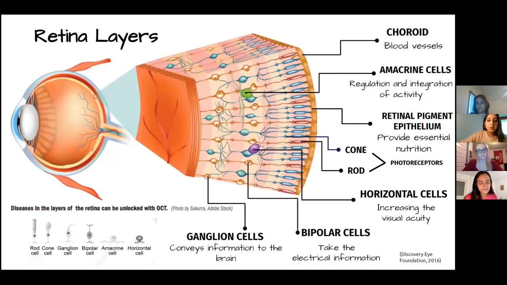So, the retina is made up of several layers. Among those layers is the choroid, which is made up of a layer of blood vessels. The amacrine cell is for the regulation and integration of activity. The retinal pigment epithelium is a single layer of cells that provides essential nutrition. Then we have the photoreceptors, which are rods and cones, and also the horizontal cells that increase visual acuity. Moreover, the bipolar cells take the electrical information from the photoreceptor cells, and the ganglion cells are the cells that form the optic nerve.